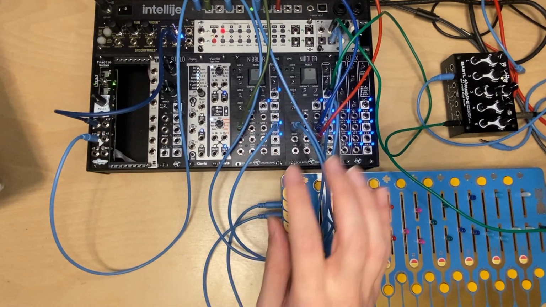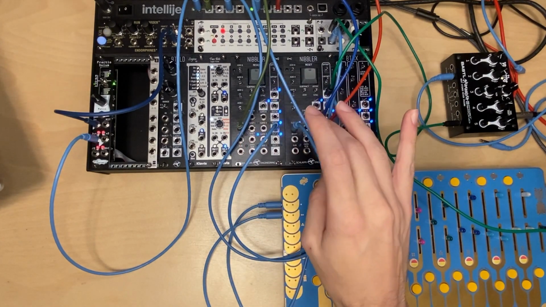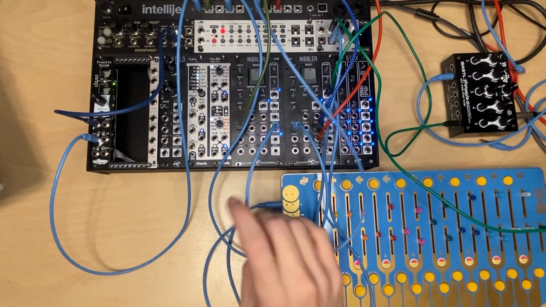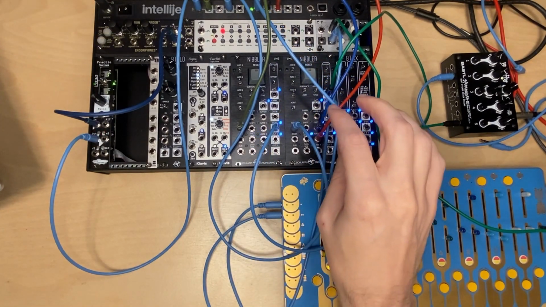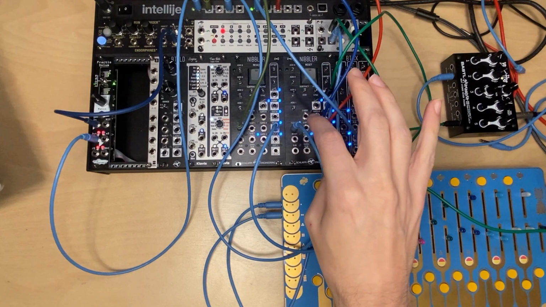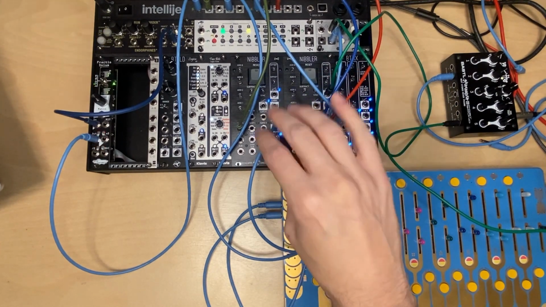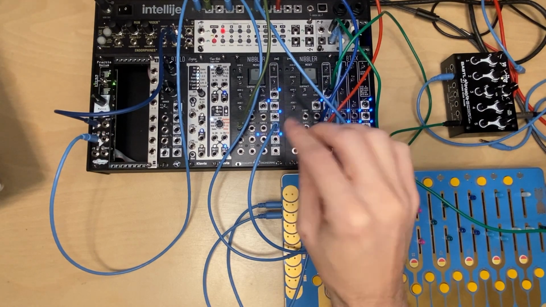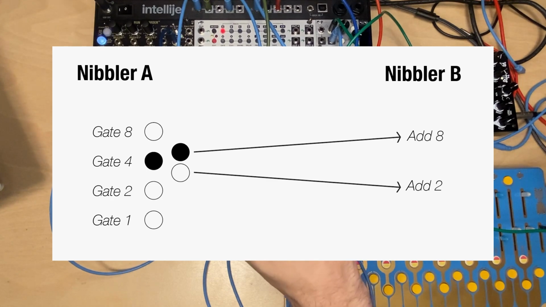And in this one, we have this nibbler controlling this nibbler, so whenever this nibbler's gate 4 is high, we add 6 extra to this nibbler, which is by default, when this nibbler's low, adding 2, and then when it's high, it's adding 2 plus 6, which is 8. And this nibbler, depending on what we set its add to, will select which clave pattern we hear.